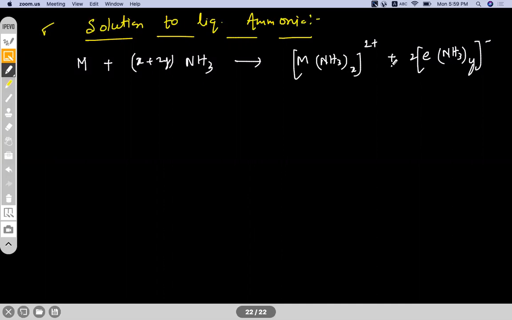One note in this, you write down. Magnesium does not dissolve in liquid ammonia. But on long heating, hydrogen gas evolves.